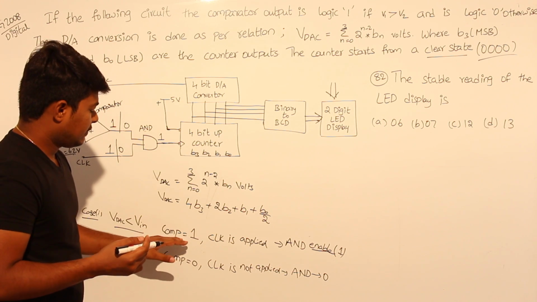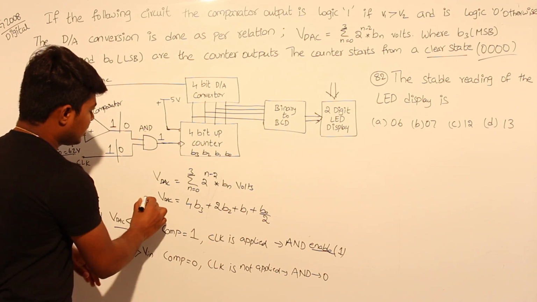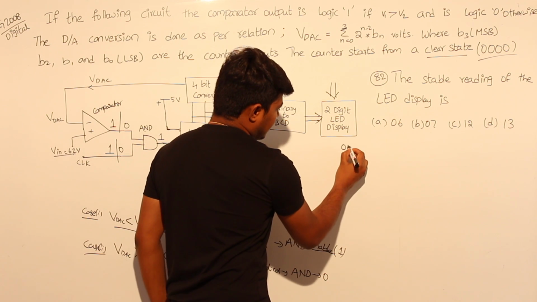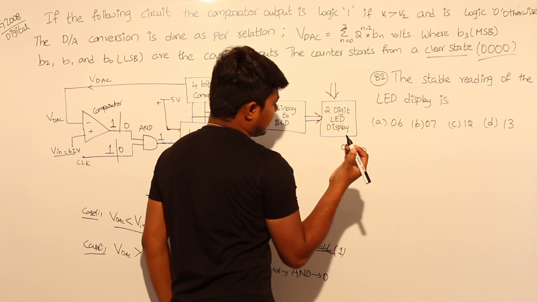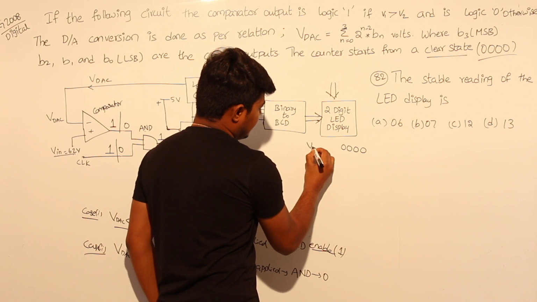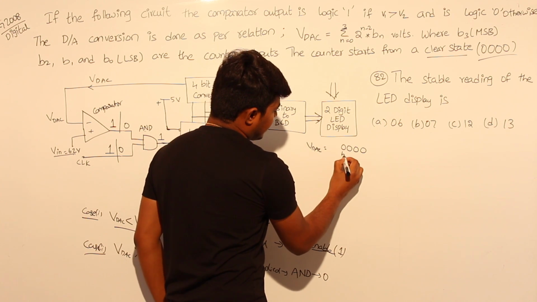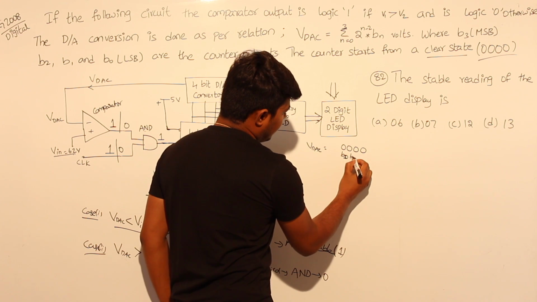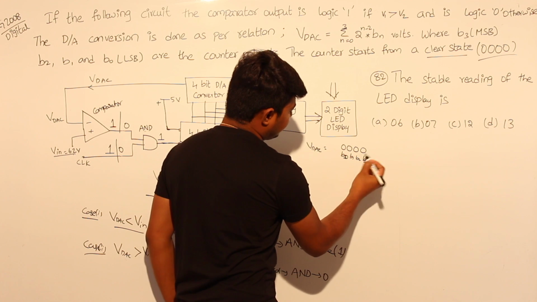Now we will see these cases with respect to this equation. In the first case, the counter will be in the clear state. We will see VDAC, indicated by B3, B2, B1 and B0.